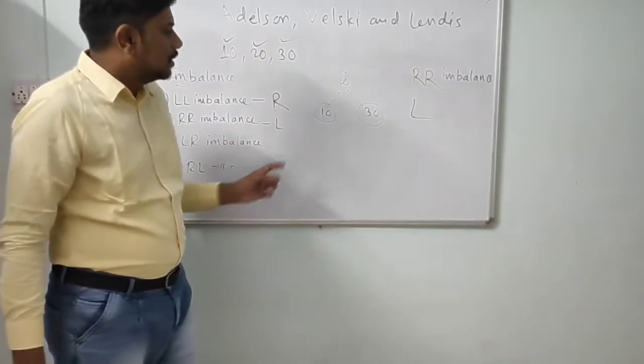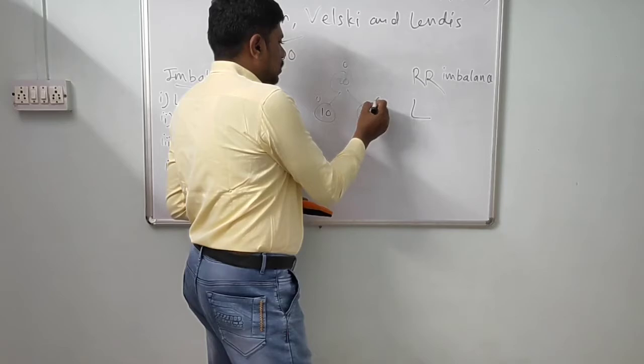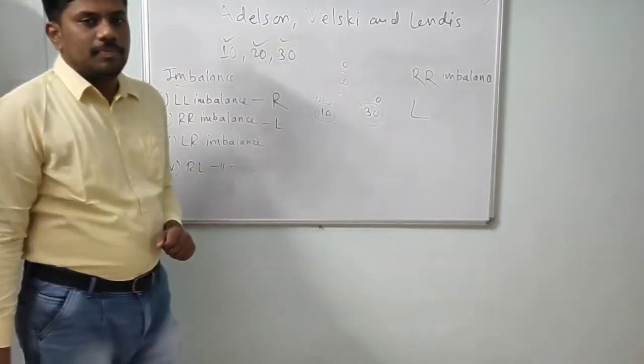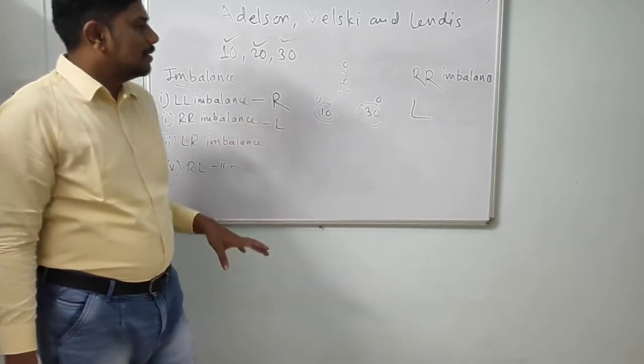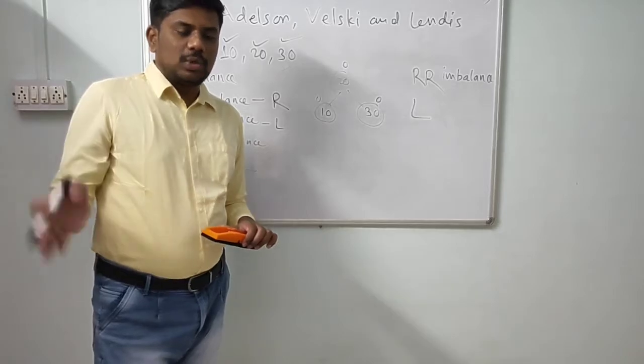Balance factor of all nodes you can check. Balance factor is 0 here, 0 and 0. So this is a balanced tree now. So we have seen whenever we get LL imbalance, then we should do right rotation.